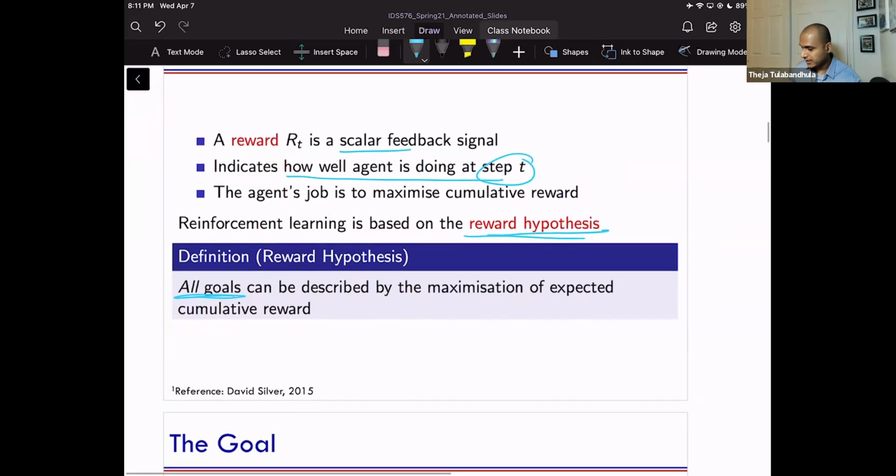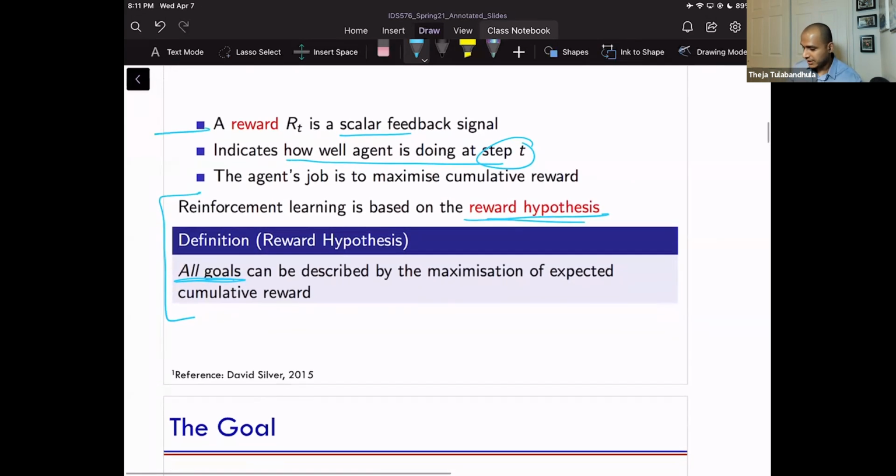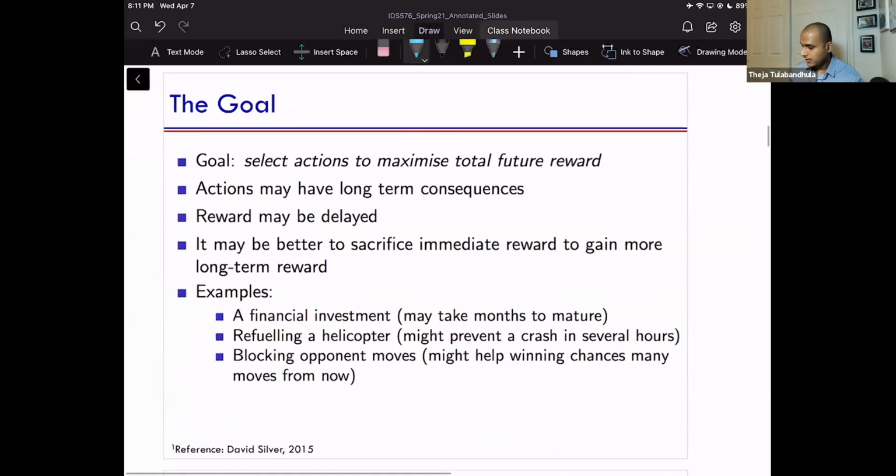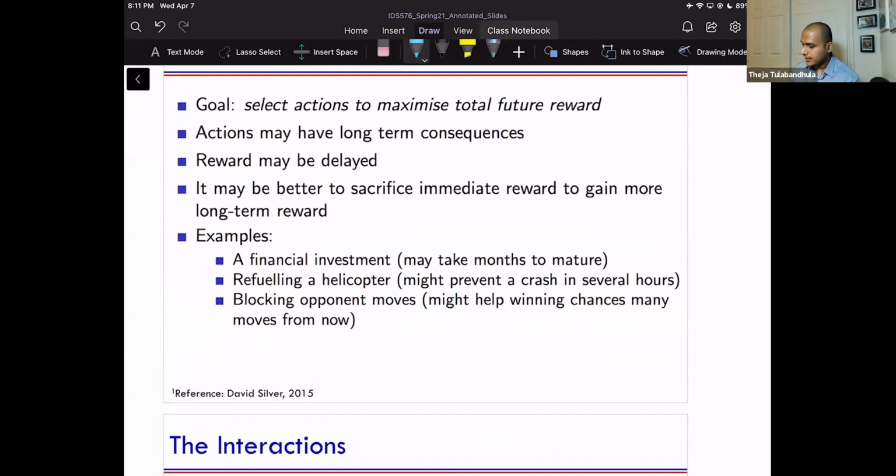I mean, it's not super critical for us, but the super critical thing is this: a reward is just a number for us. It's in fact a random variable at every given time step, little t. As I said, we want to maximize the total future reward. So at any given point of time, I want to maximize the total future reward.